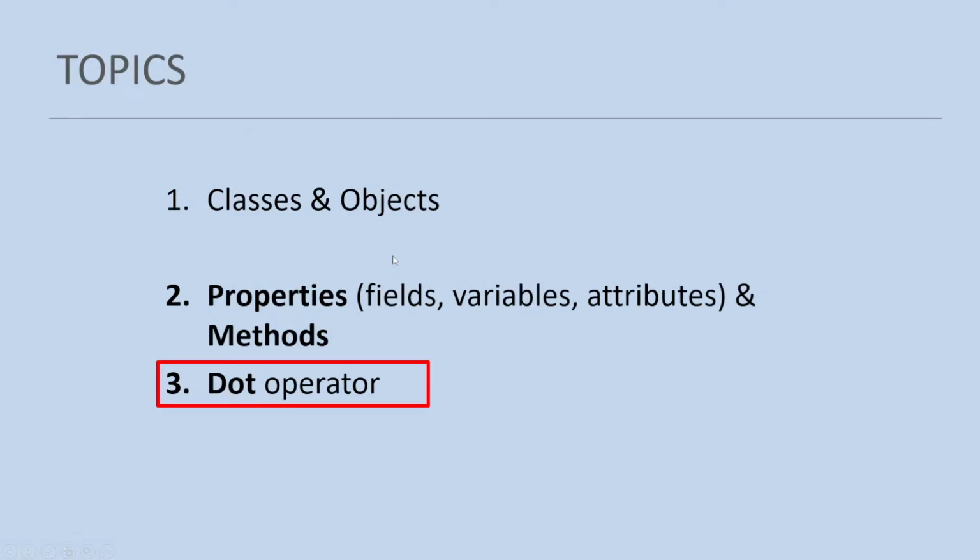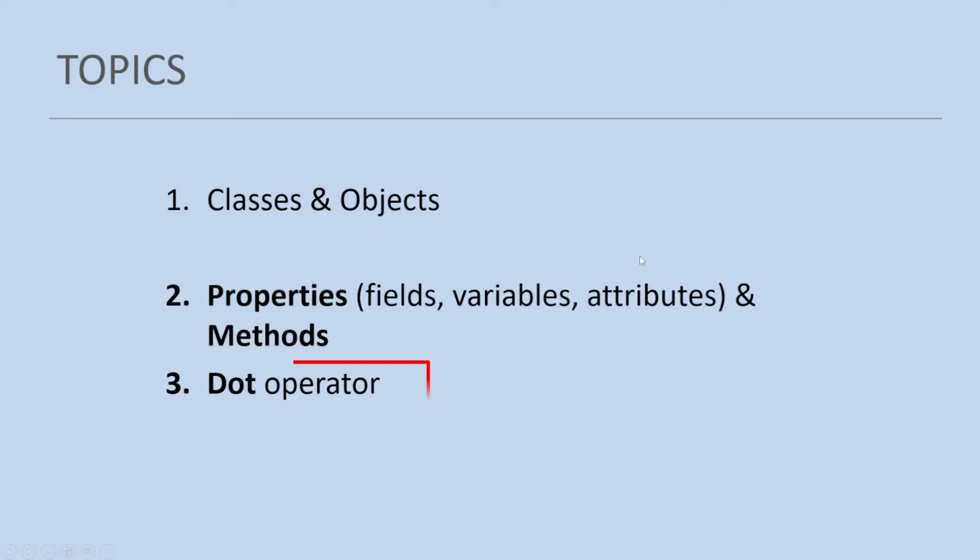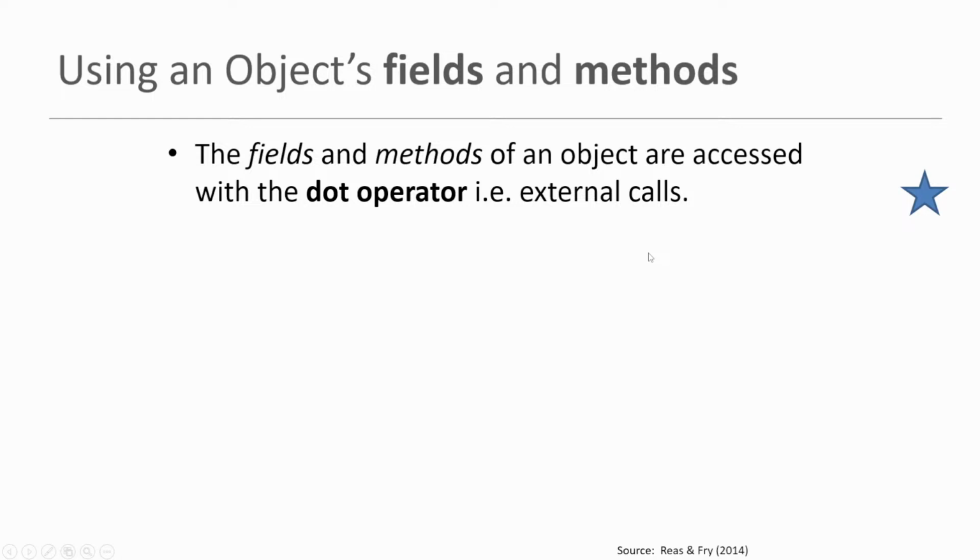Okay, so the dot operator, what's that? Now, if we have two different objects of the same type and we want to get one of their colour or weight, we need to be able to indicate which one of the objects I'm talking about, because colour is not unique, there's two colours there. There's one for Gala and one for Golden Delicious. So this is where the dot operator comes in, and we call them external calls, but you'll see what we mean by that in a moment.